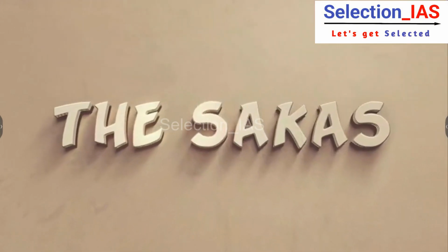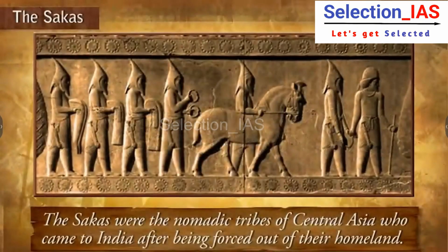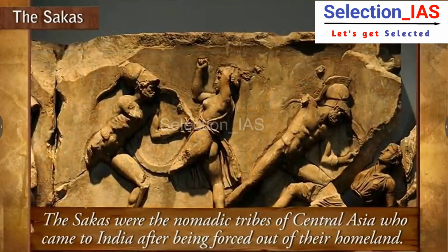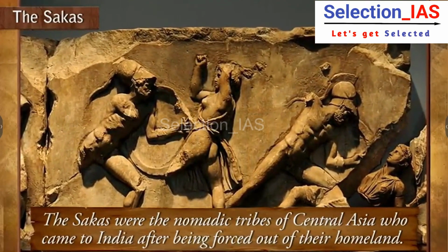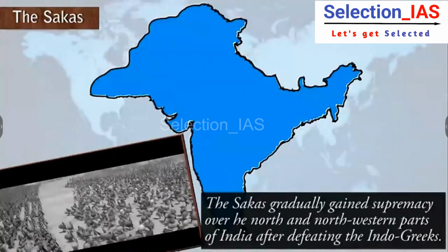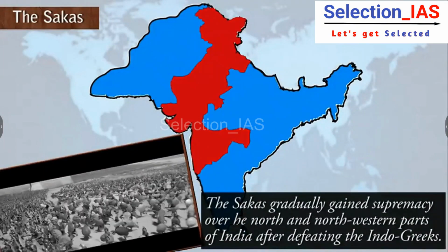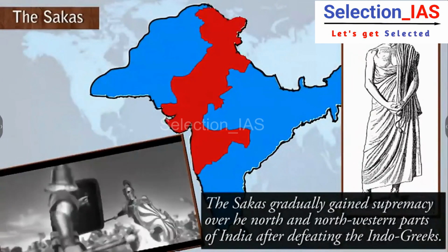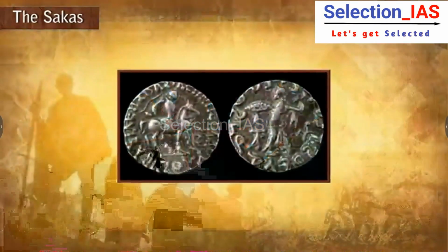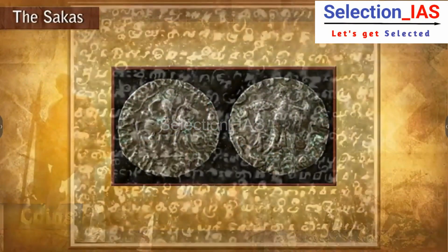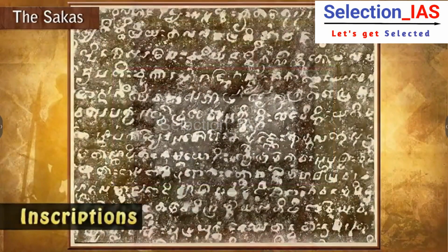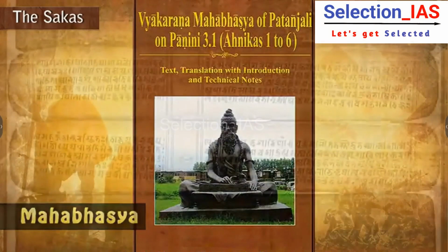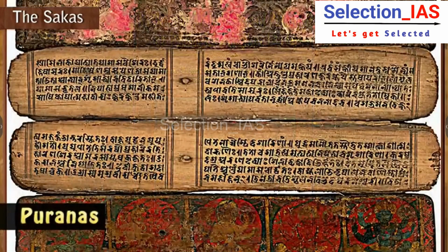The Sakas. The Sakas were the nomadic tribes of Central Asia who came to India after being forced out of their homeland. They gradually gained supremacy over the north and the northwestern parts of India after defeating the Indo-Greeks. Numerous coins and inscriptions and Indian texts such as the Mahabharata and the Puranas tell us about the Sakas.